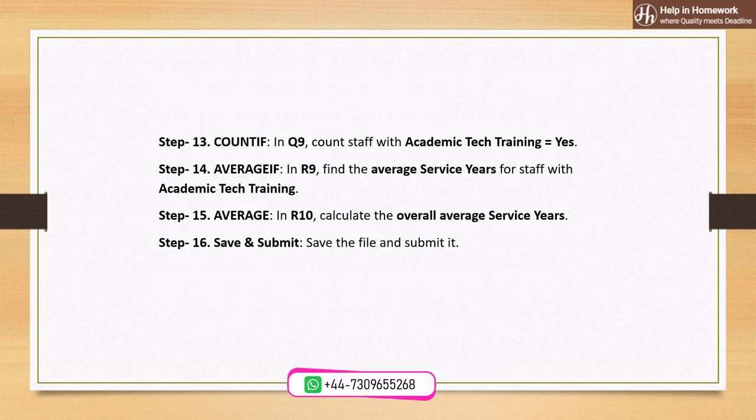Step 13. COUNTIF: in Q9, count staff with academic tech training equals yes. Step 14. AVERAGEIF: in R9, find the average service years for staff with academic tech training. Step 15. AVERAGE: in R10, calculate the overall average service years. Step 16. Save and submit: save the file and submit it.